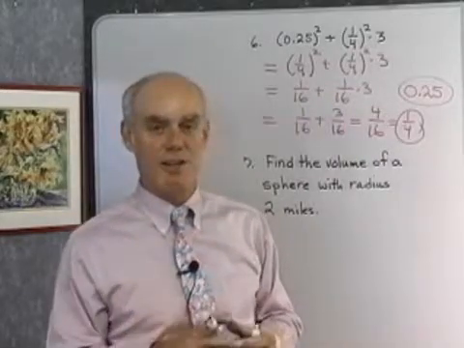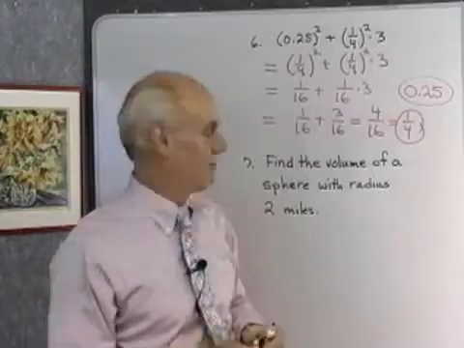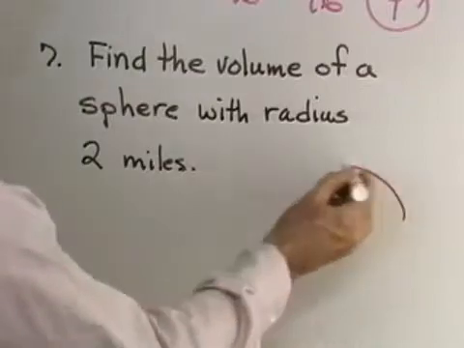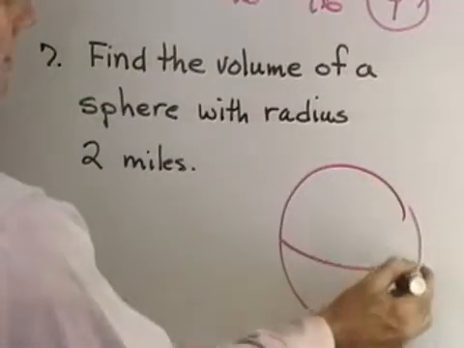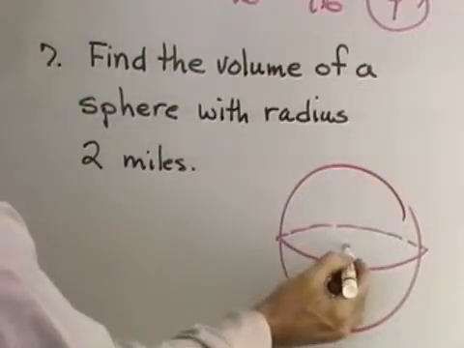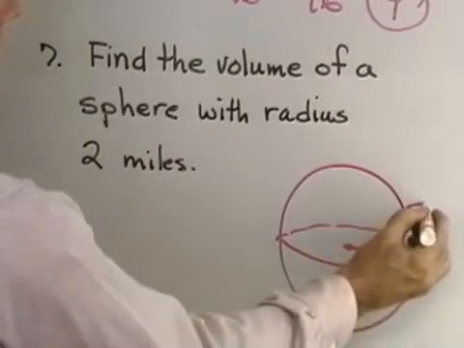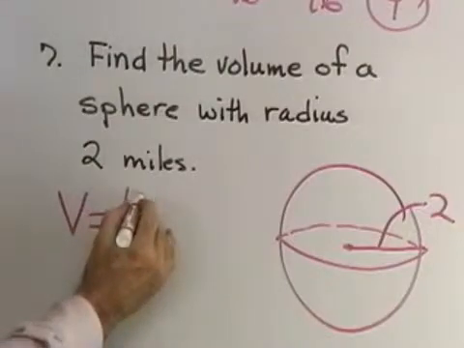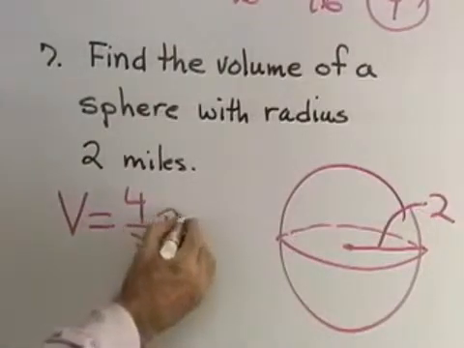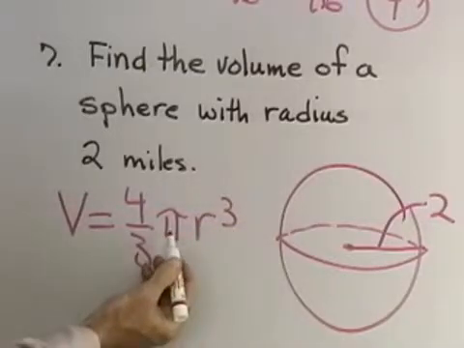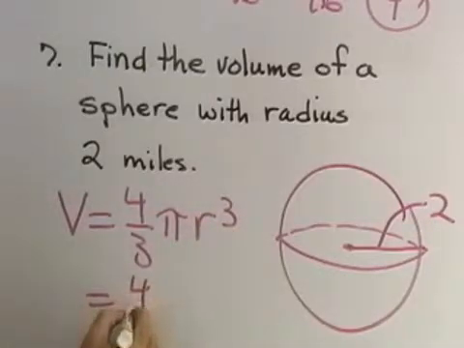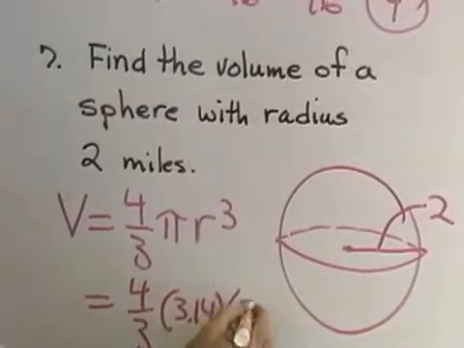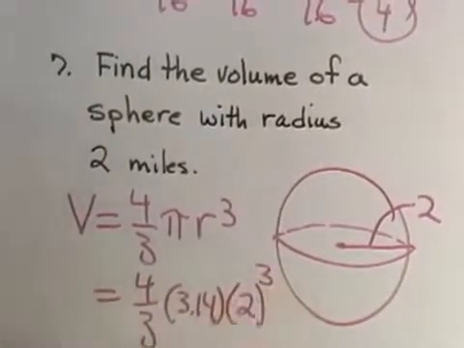Let's look now at finding the volume of a sphere. It says find the volume of a sphere with a radius of 2 miles. So I want the volume of a sphere. Remember, it's a figure that looks like this, like a beach ball or whatever. This has a radius of 2 miles. The formula for the volume of a sphere is V equals 4/3 pi r cubed. And pi is 3.14, so I have 4/3 times 3.14 times 2 cubed.